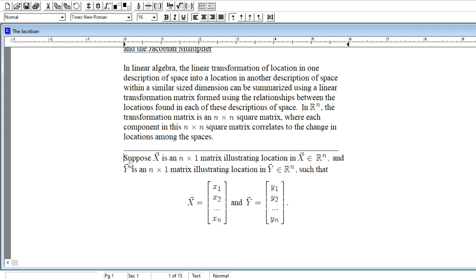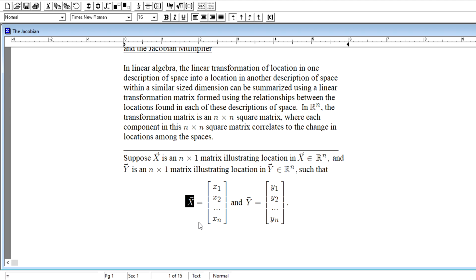We might begin by assuming that we have this n by 1 matrix known as X, illustrating what we would say are locations in our n-dimensional X space. And we might suppose Y is a similarly dimensioned matrix with n by 1 dimensions, illustrating location in Y space, where Y is also an n-dimensional space.